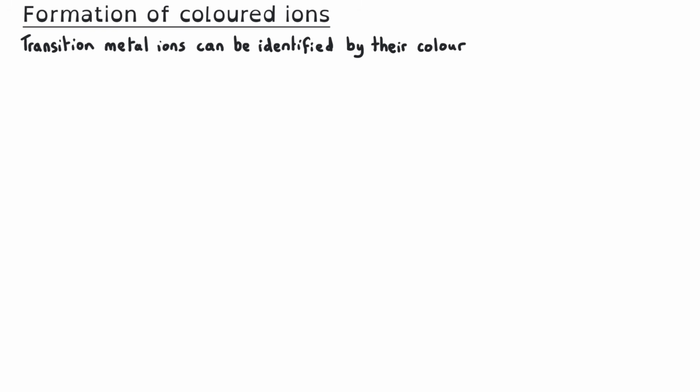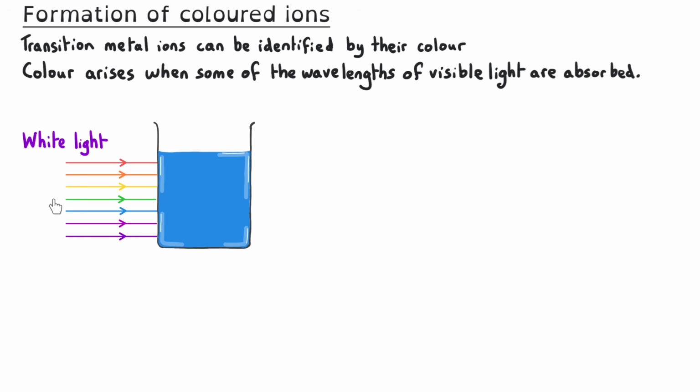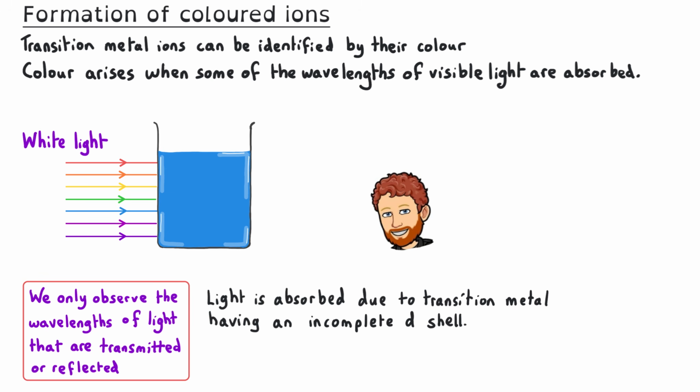One of the distinctive characteristics of transition metals is their formation of coloured ions, which means that transition metals can be identified by their colour. Colour arises when some of the wavelengths of visible light are absorbed. For example, if white light is incident on a sample, some of the light is absorbed due to the transition metal having an incomplete D subshell. We only observe the wavelengths of light that are transmitted or reflected.